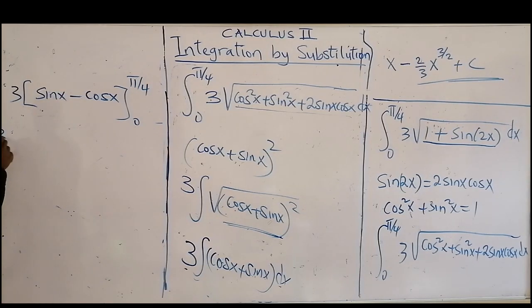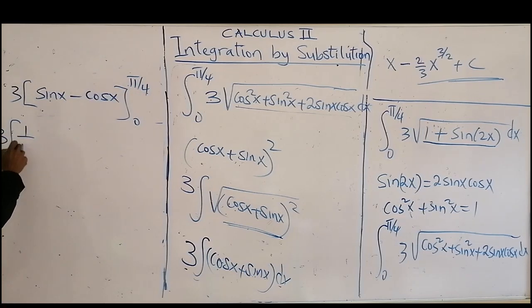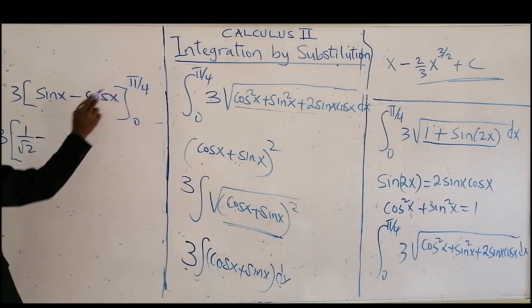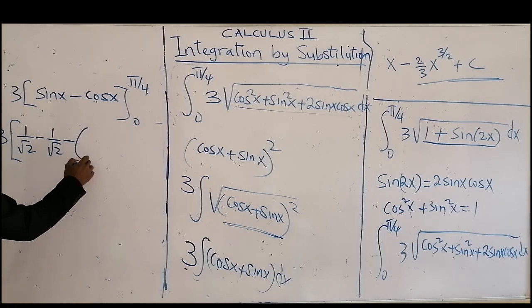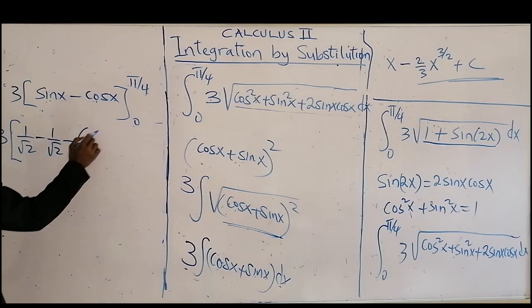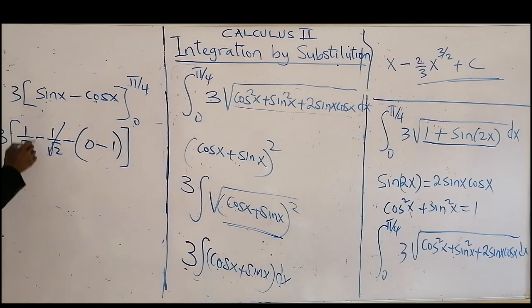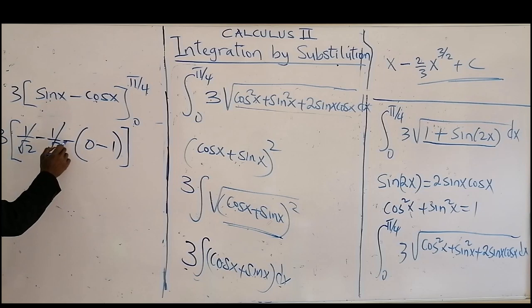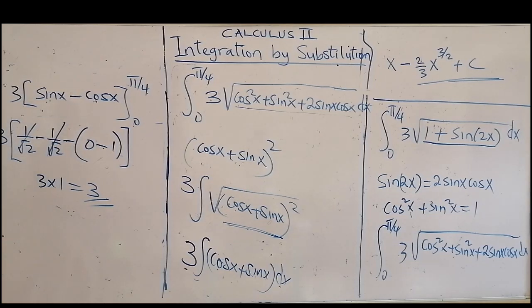So we now have 3 times sine pi over 4, that's 45 degrees, that's 1 over root 2, minus cos pi over 4, that's also 1 over root 2. Then minus, for the lower boundary, sine 0, that's 0, minus cos 0. So this and this will cancel. We have minus times minus, that's plus 1. So we have 3 times 1, and that's 3 for that question. So that's that on this question.